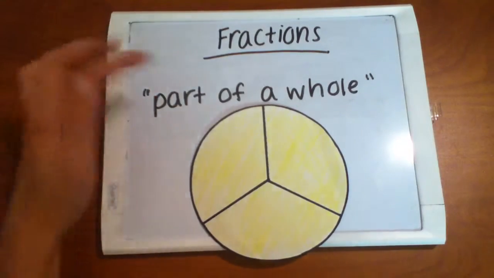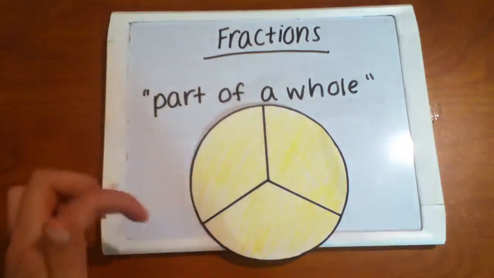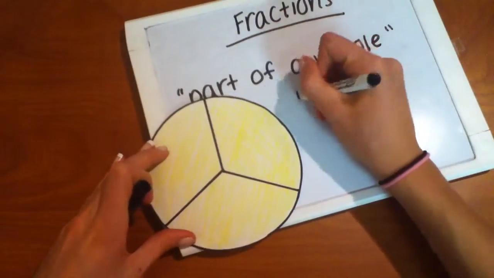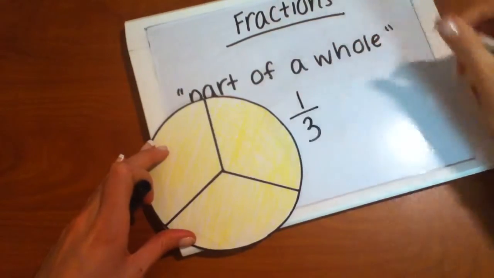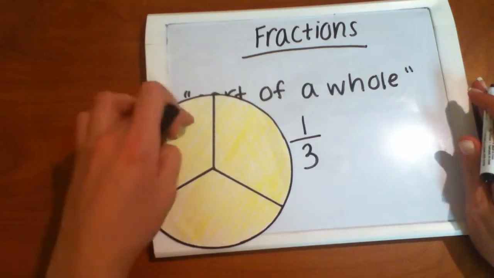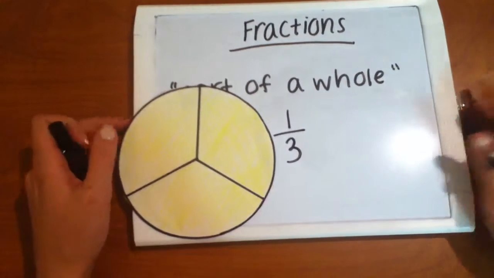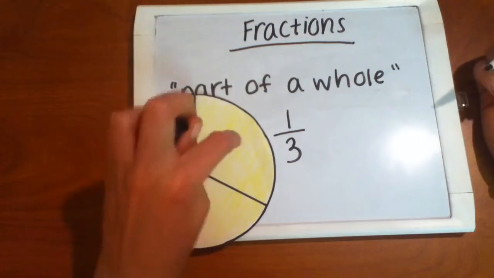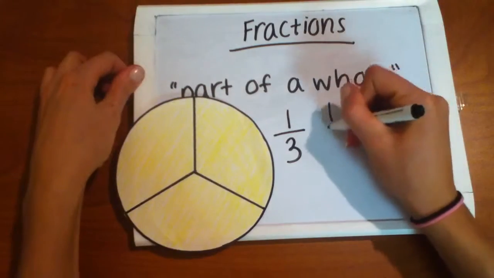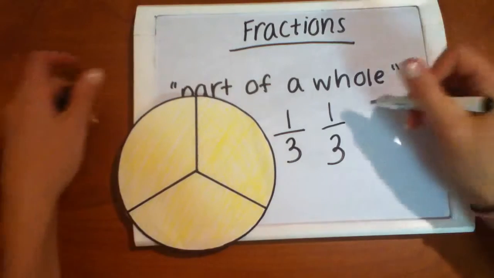So if we looked at this first part right here, that is 1 out of 3 pieces. So the way we would write that is 1/3. Because this small piece right here represents 1/3 of the entire whole. Now if we looked at the next piece, that is also 1/3. And then the last piece, that is also 1/3.